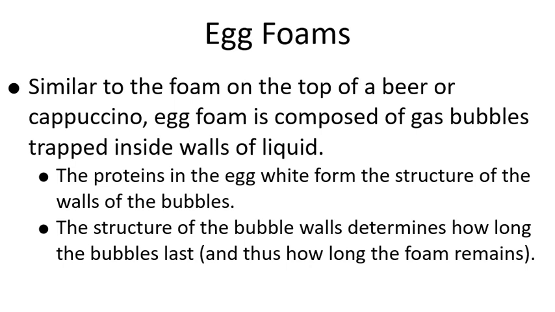The gas bubbles are the air that has been incorporated as the whisk drags the air through the egg liquid. Now, when you whisk water, the bubbles that form pop so quickly that it's difficult to even see them forming. The proteins in the egg white form the structure of the walls of the bubble. The properties of the structure of the bubble walls determine how long the bubbles last, and thus how long the foam remains. So the addition of the albumin proteins to the water is what allows the bubbles to last long enough for a foam to form.